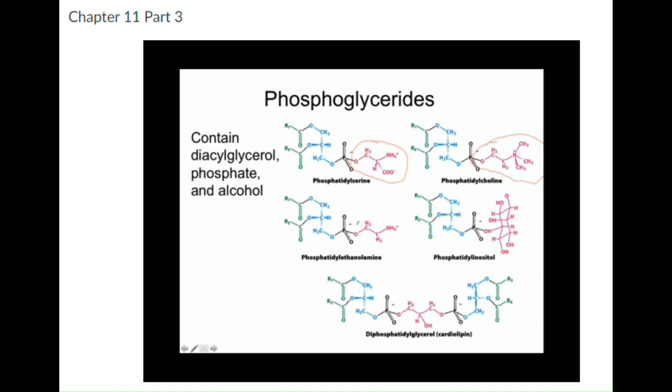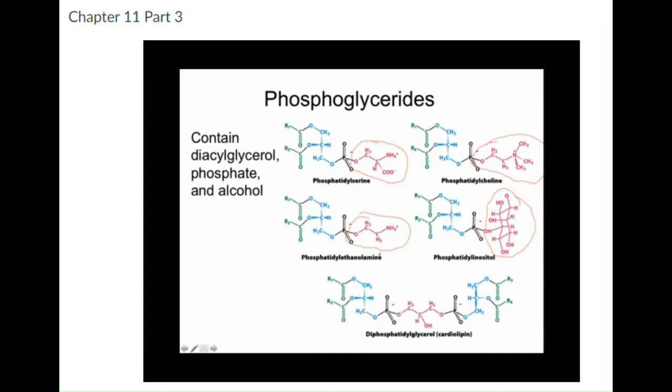Phosphatidylcholine and phosphatidylethanolamine are very similar in structure. Phosphatidylcholine is basically phosphatidylethanolamine with 3 methyl groups on the amine group there. Another example takes a sugar derivative. This is inositol right there, and sticks it on the phosphate, and that gives rise to phosphatidylinositol.